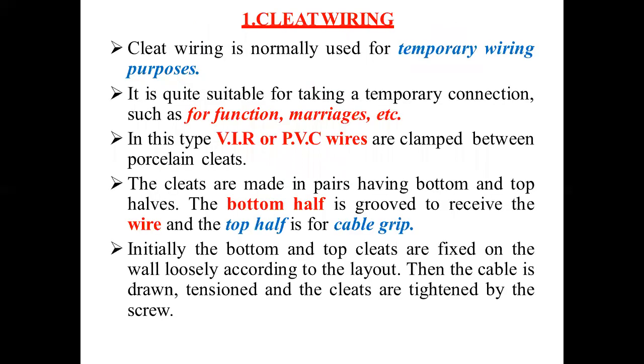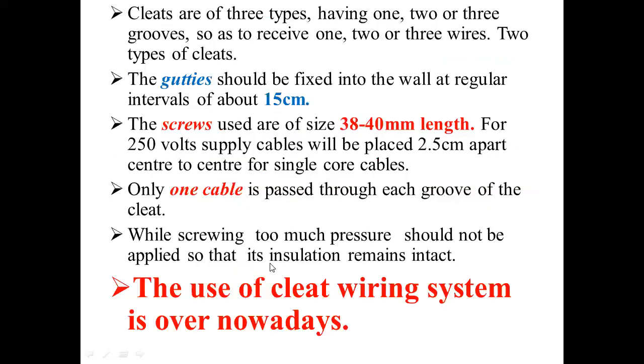So what do you mean by cleat wiring? Cleat wiring is used for temporary wiring purposes. It is quite suitable for taking a temporary connection. For example, for functions, for marriages, for one or two days you can make the connection, and you can disconnect the whole electrical wiring. So that is a temporary type of wiring. I will show you the image, but cleat wirings are not permanent, so that's why this wiring is not used nowadays for houses.